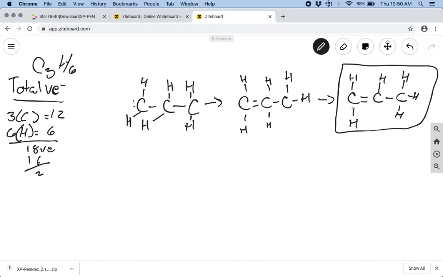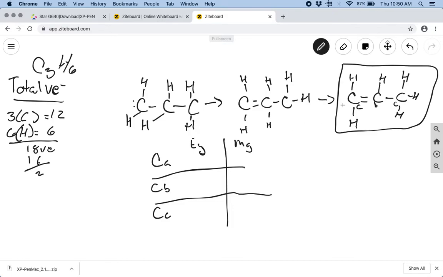Now we also have to determine the geometries. We have multiple central atoms here, so I'm going to call this carbon A, this carbon B, and this carbon C, just so that we can figure out each of them. So we're going to have carbon A, carbon B, and carbon C. And we're going to figure out the electronic geometry and the molecular geometry for each of these. So we'll just make a little chart for ourselves right here.